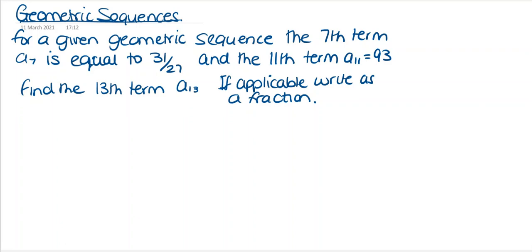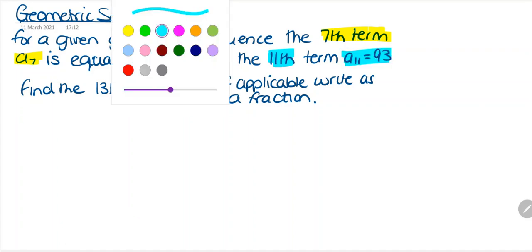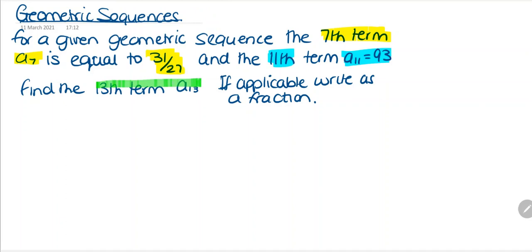So the information we're given: the 7th term, A7, is 31 over 27, and the 11th term is 93. We need to find the 13th term, and we don't know the common ratio. So the first thing we need to do is to find the common ratio.